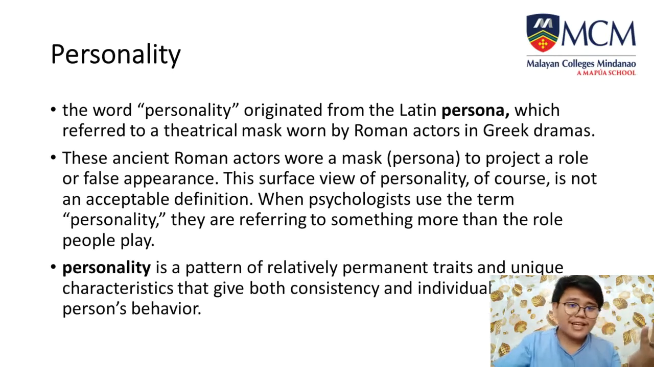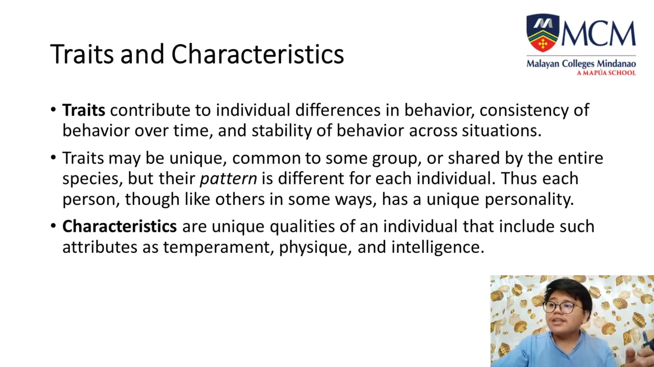Further than that, we can discuss a lot about personality. So let's move on to the concept of traits and characteristics. When we say traits, these contribute to individual differences in behavior, consistency of behavior over time, and stability of behavior across situations. Traits may be unique, common to some group, or shared by the entire species, but their pattern is different for each individual. Thus, each person, though like others in some ways, has a unique personality. Next, characteristics. These are unique qualities of an individual that include such attributes as temperament, physique, and intelligence. I hope this defines well how these concepts differ from each other.